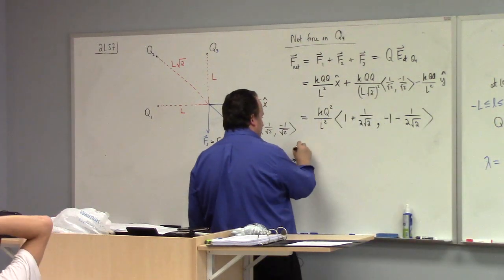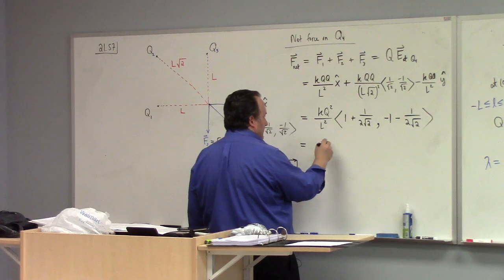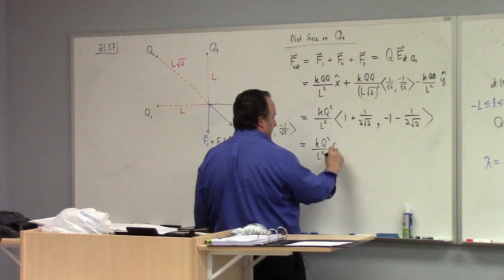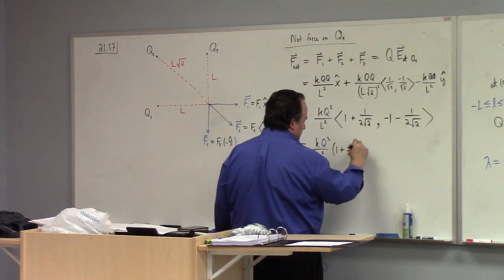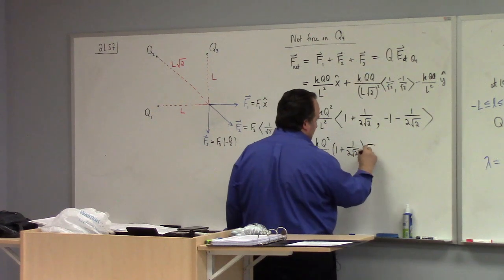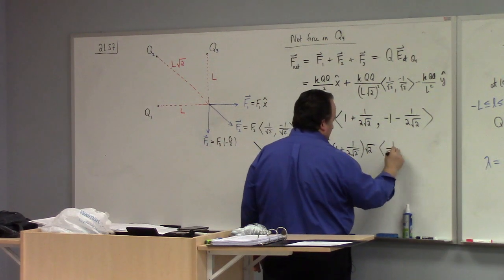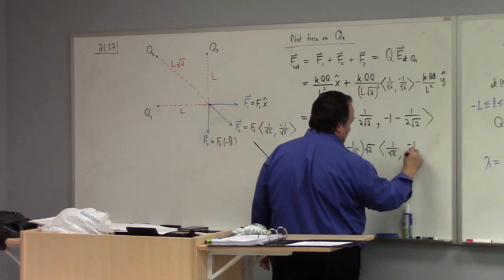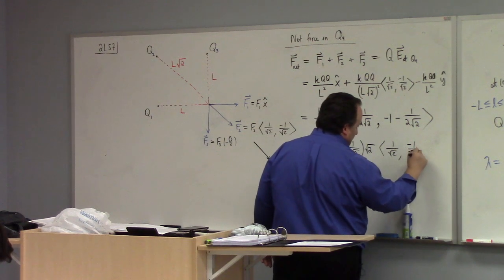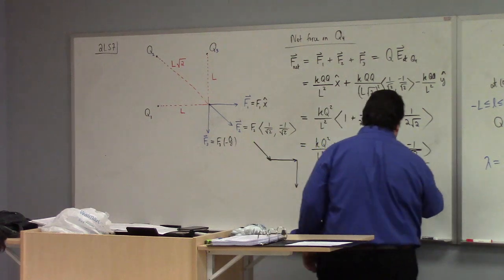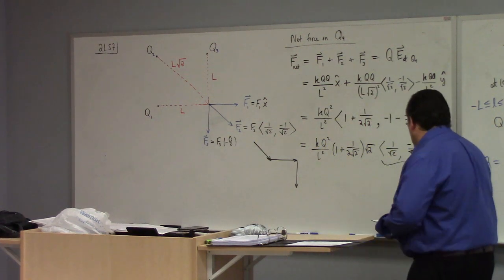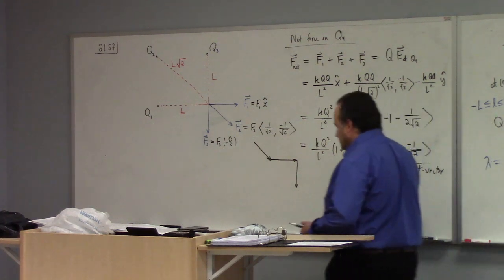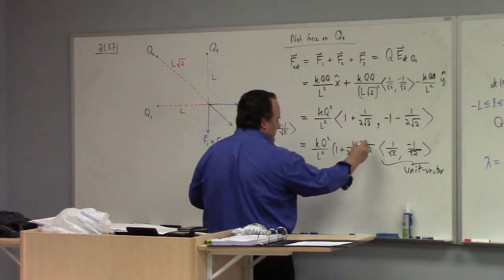Let me just rewrite that. That's K Q squared over L squared. I can factor out a 1 plus 1 over 2 root 2, and then I'm going to multiply by the square root of 2, and then put a 1 over root 2, minus 1 over root 2, because then this is a unit vector, which means whatever I wrote over here has to be the magnitude of this thing.